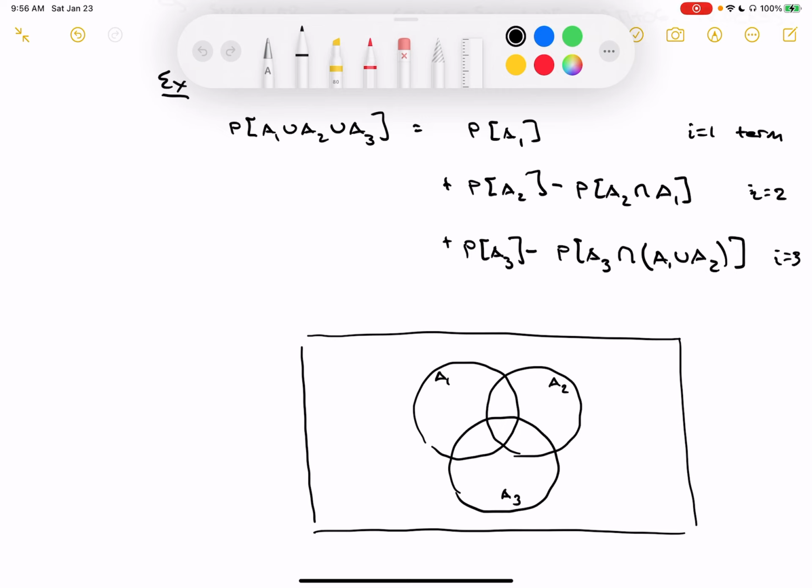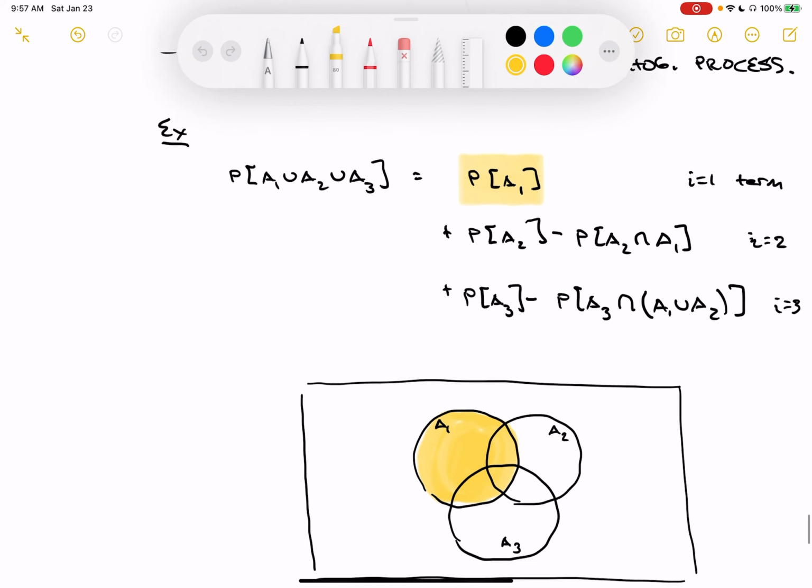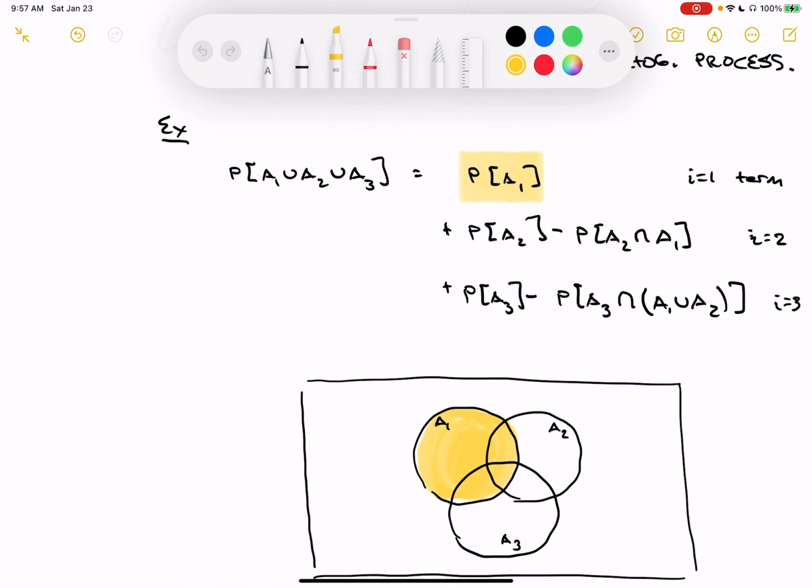Okay, I'm going to do this using shading, and I'm going to start out with probability of A1. That is the A1 term. So I just go in there and I grab the first thing. I grab it like this, and I get all of that. At this point in the counting process, because I've only got one thing, we don't have to worry about any overlaps.